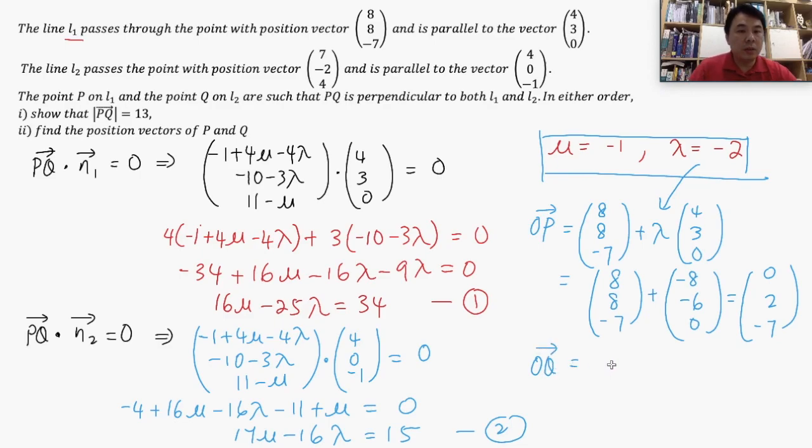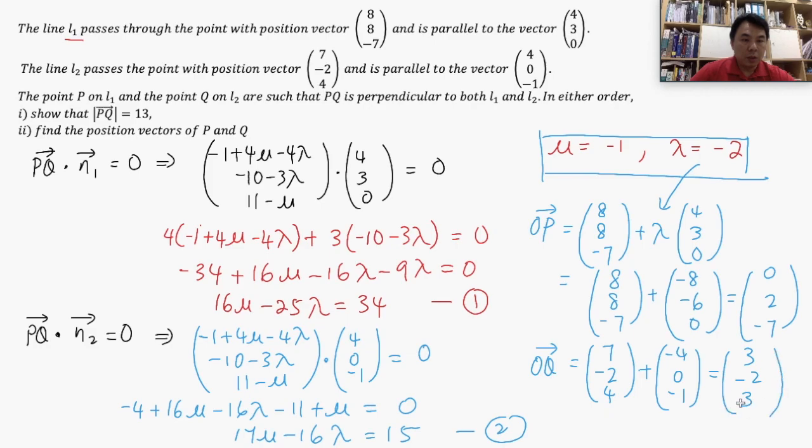The position vector for Q, in this case, will be (7, -2, 4) plus mu. So mu is -1, so that is (-4, 0, -1), and then that will yield (3, -2, 3). Now that will be my position vectors for P and Q. Right. I hope that is clear.